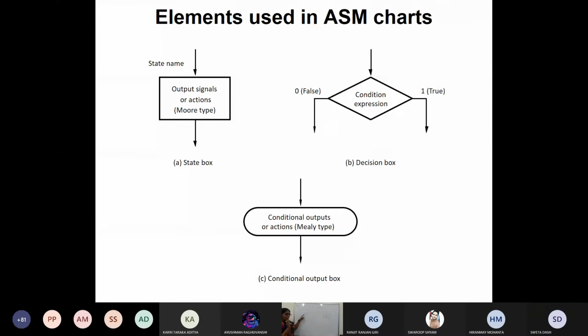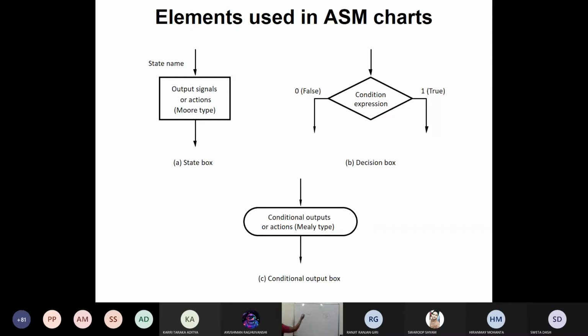So this rectangular state box is already there. If it is Mealy type, I cannot show the output. But if it is Moore type, I can show it here. So here I can say this is the output. If the output is there, you write it for Moore type. If it is not there, don't write, just show a slash. That is what was explained there.